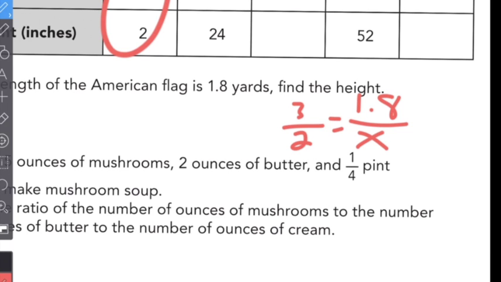So if you remember in class we talked about this, there's a couple ways to do it. One way is to cross multiply. If you cross multiply, we get 3x equals 2 times 1.8. So 2 times 1.8 is 3.6. And then you'd have to solve for x.